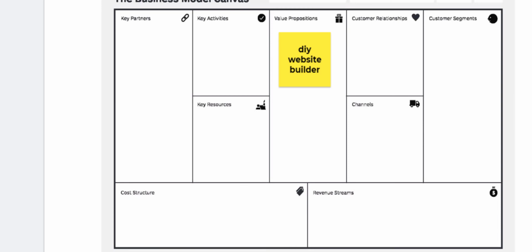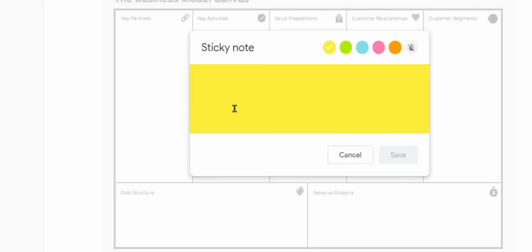Remember, we're talking high level here. So who will look at this? What will be our customer segment here? So maybe the people that would want to tap into something like this would be small business owners.